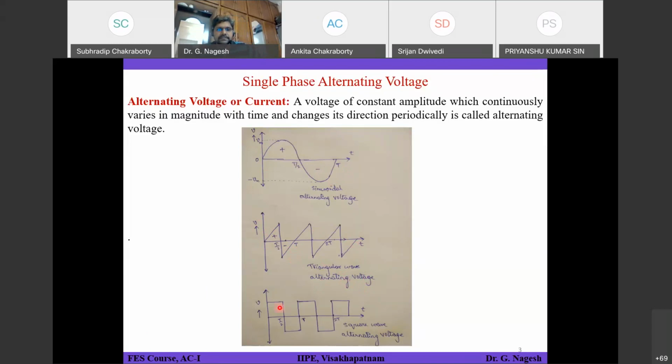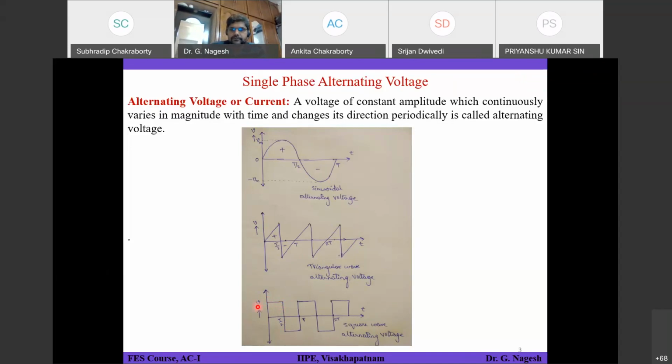And the third one is a square wave alternating voltage. It has positive and negative half cycles, and the amplitude is V. You can call it Vmax or whatever it may be. So it has a constant amplitude, it is varying with respect to time, and it is repeating with respect to time T. So these three are some examples of alternating voltage waveforms.